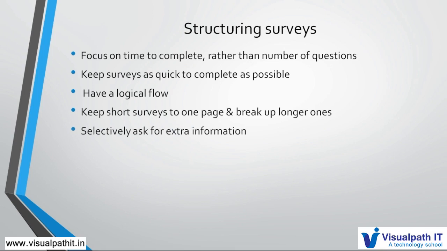Next, selectively ask for extra information. A good way to minimize the time it takes to complete a survey is to selectively ask for extra information. For example, if participants are asked to rate something, then you might only ask why a rating has been given if a very high or very low rating has been entered.